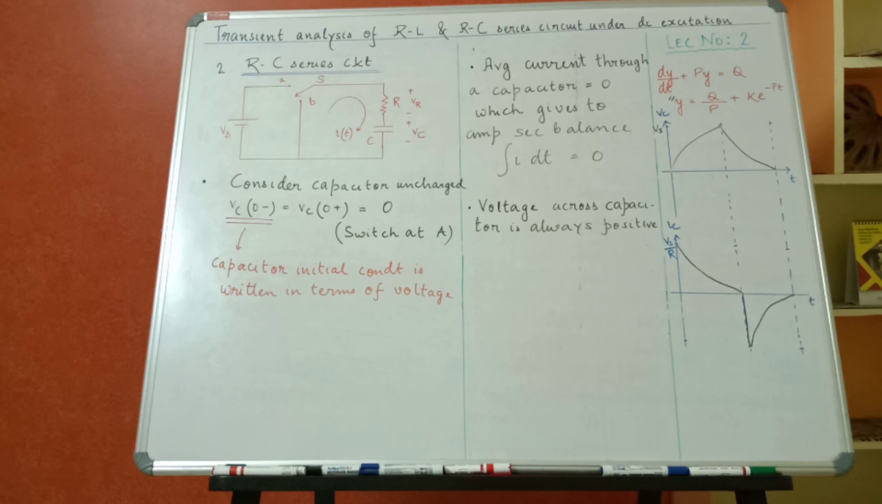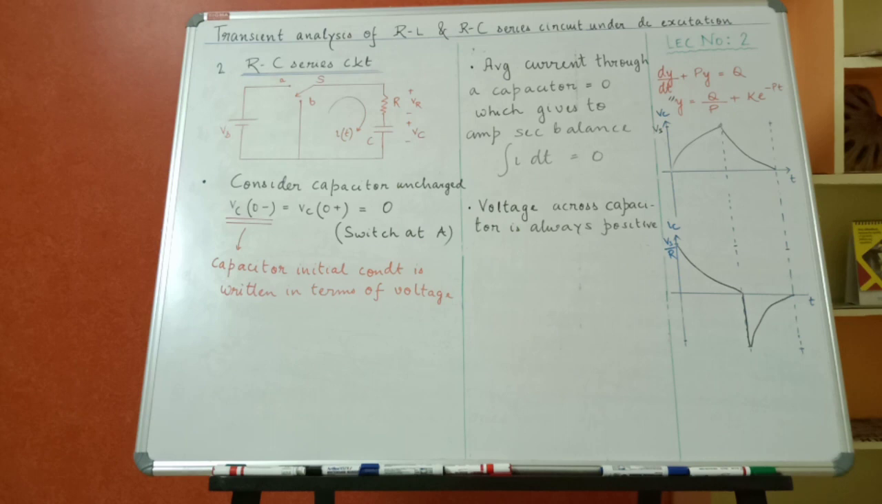Hence we can come to two conclusions from this figure, as we had in the RL series circuit. From the second figure, which we are seeing as IC, we can say the average current through the capacitor is 0. So it will give the amp-second balance equation: integration of I dt over the entire cycle is 0. This amp-second balance is generally used for finding input-output current relationships in a power electronics converter. On the rightmost column, the first figure is of Vc, so we can write a conclusion that the voltage across the capacitor is always positive.